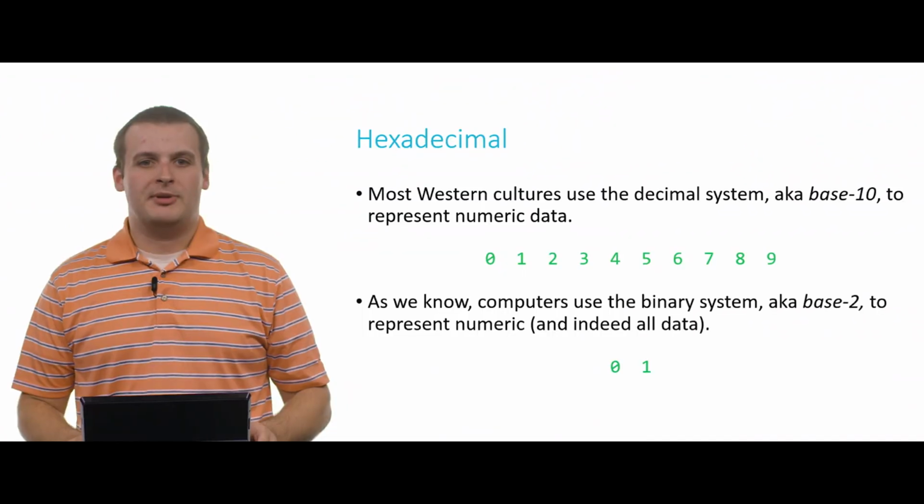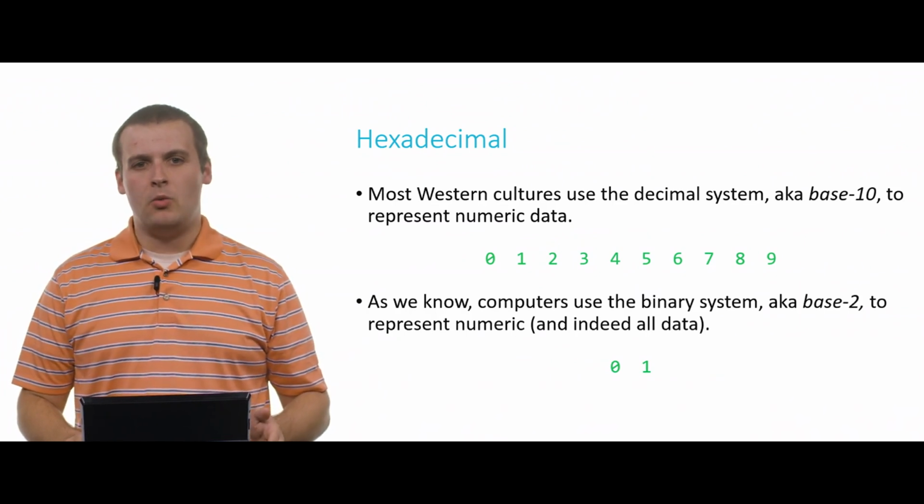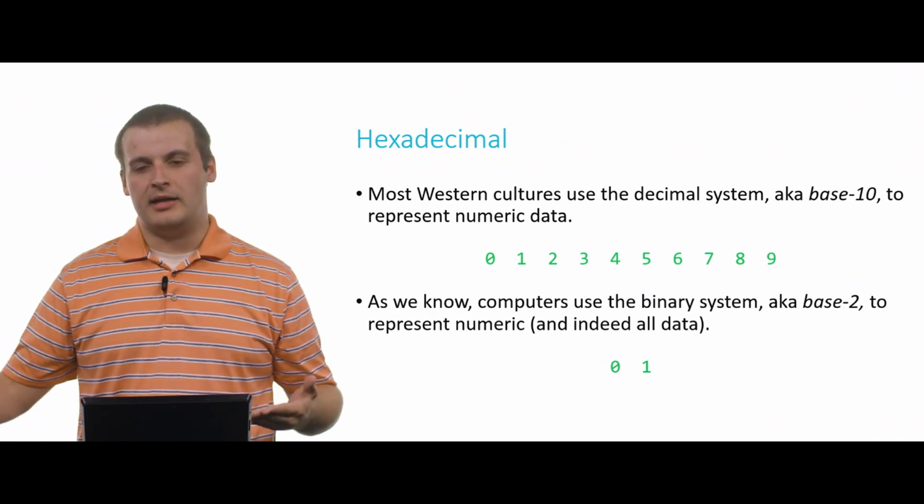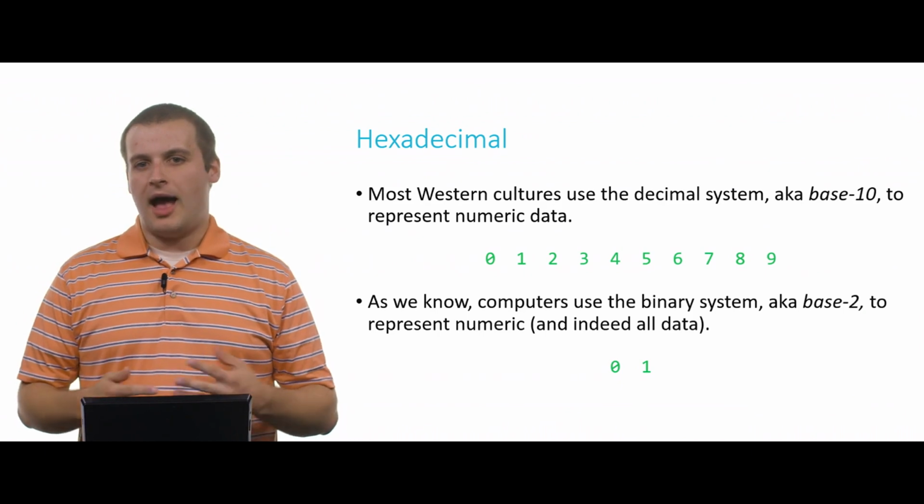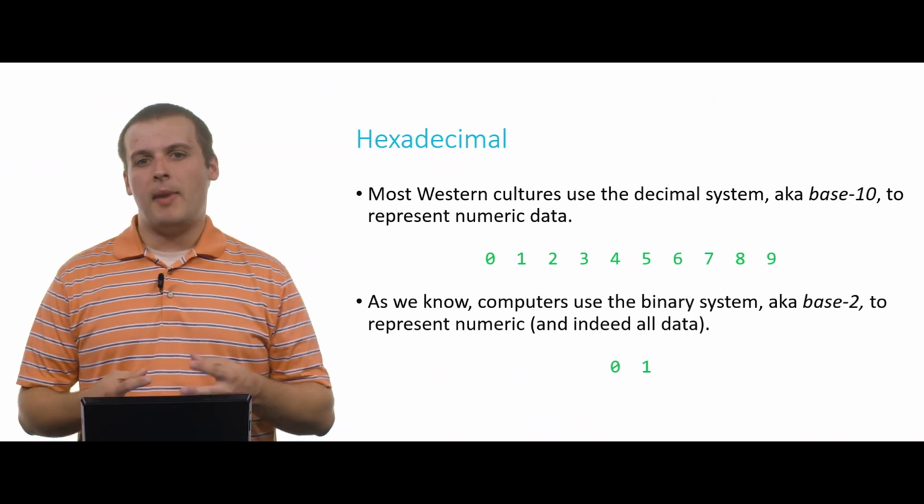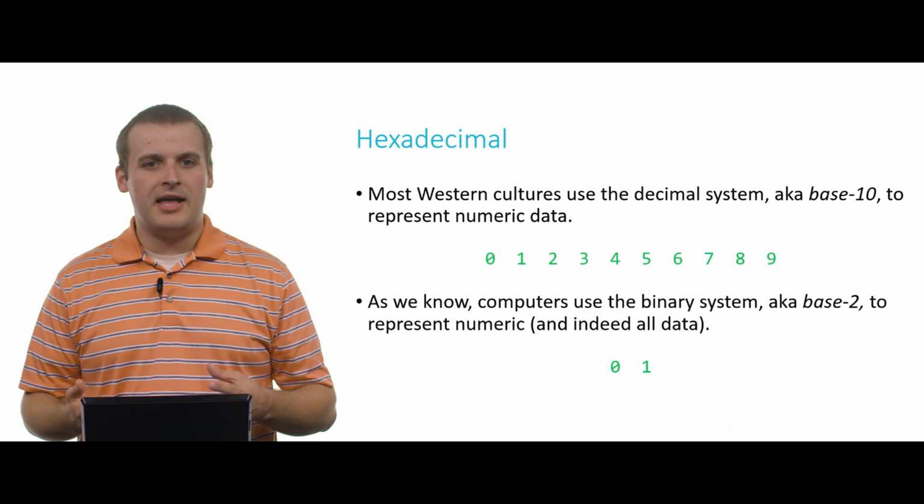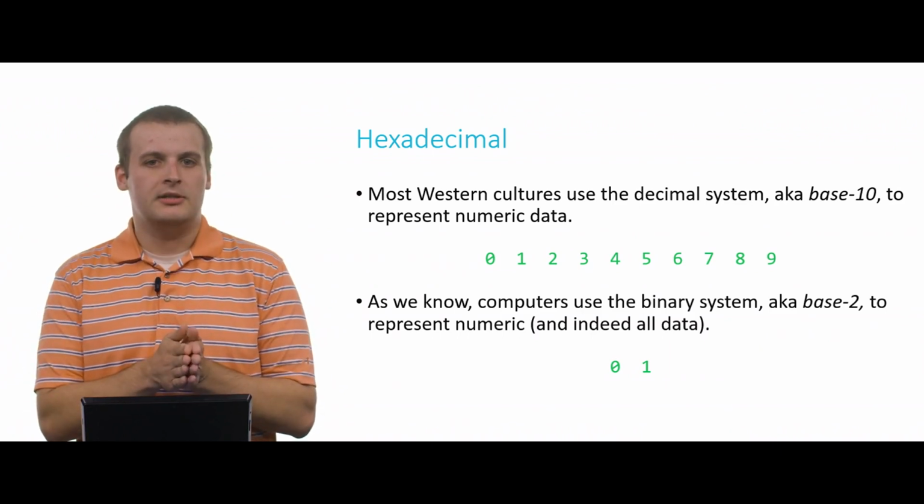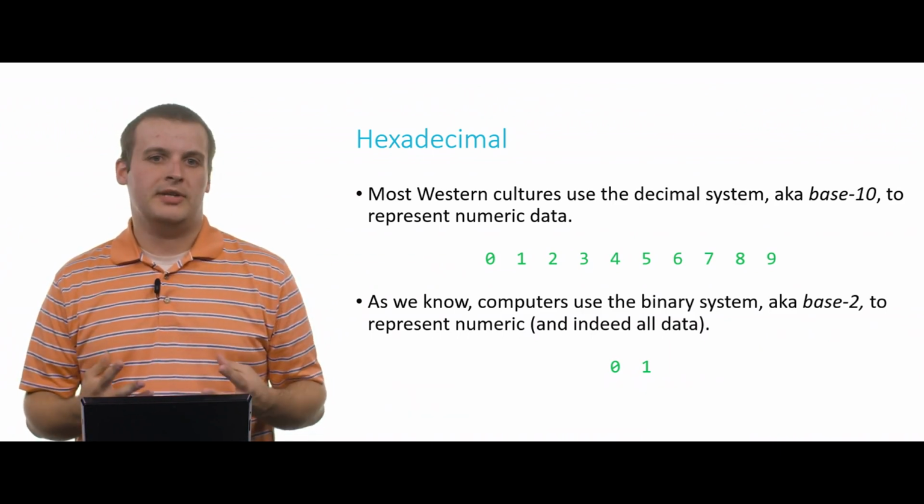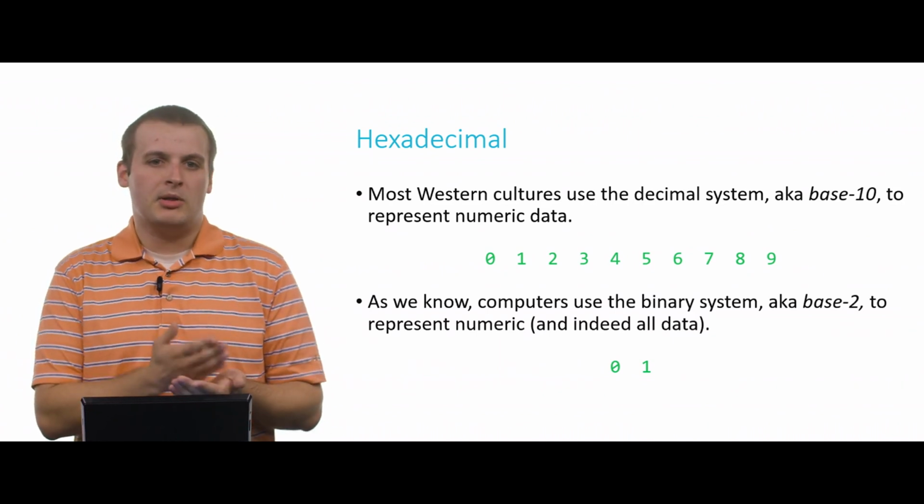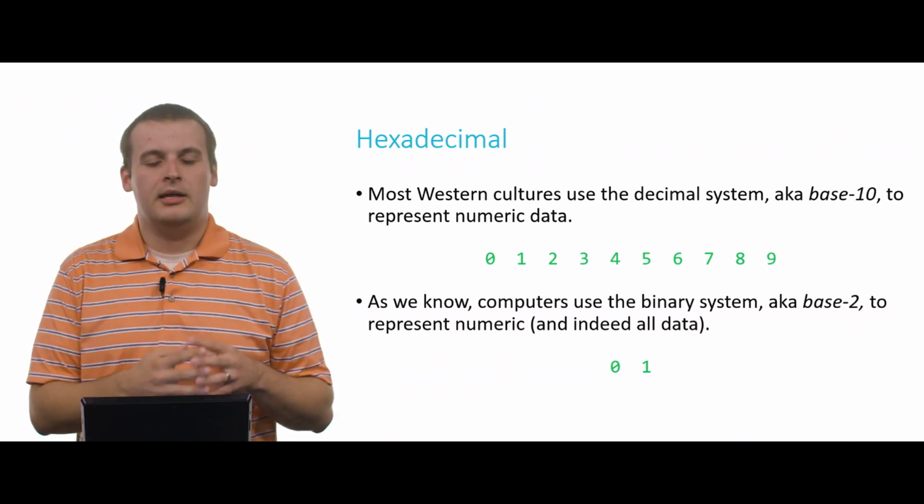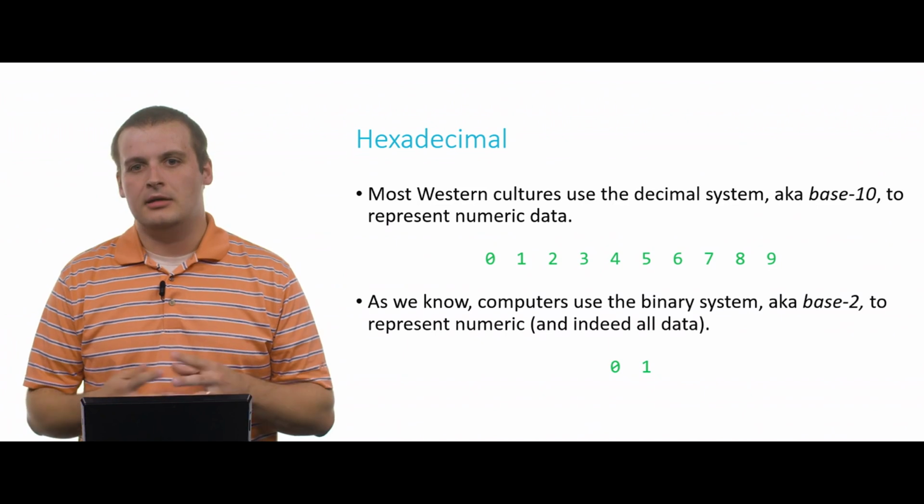So, hexadecimal numbers, as if we need another base number scheme, right? Well, most Western cultures, as you probably are familiar, use the decimal system, base 10, to represent numeric data. We have the digits 0, 1, 2, 3, 4, 5, 6, 7, 8, 9. And if we need to represent values higher than 9, we can combine those digits using the notion of place value. So for 10, we have a 1 digit followed by a 0 digit. And we intuitively understand that what we're doing there is we're multiplying the first one by 10 and then adding 0 for a total of 10.